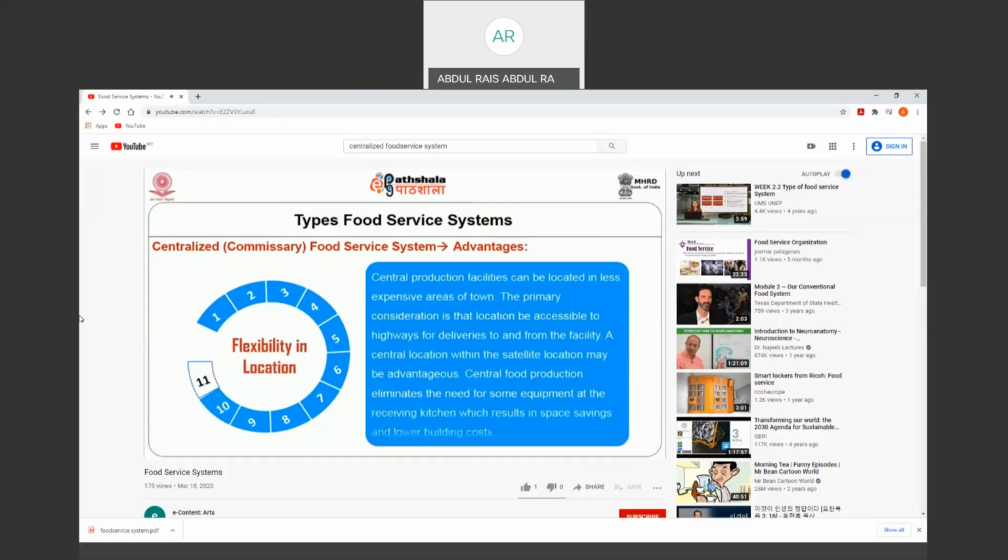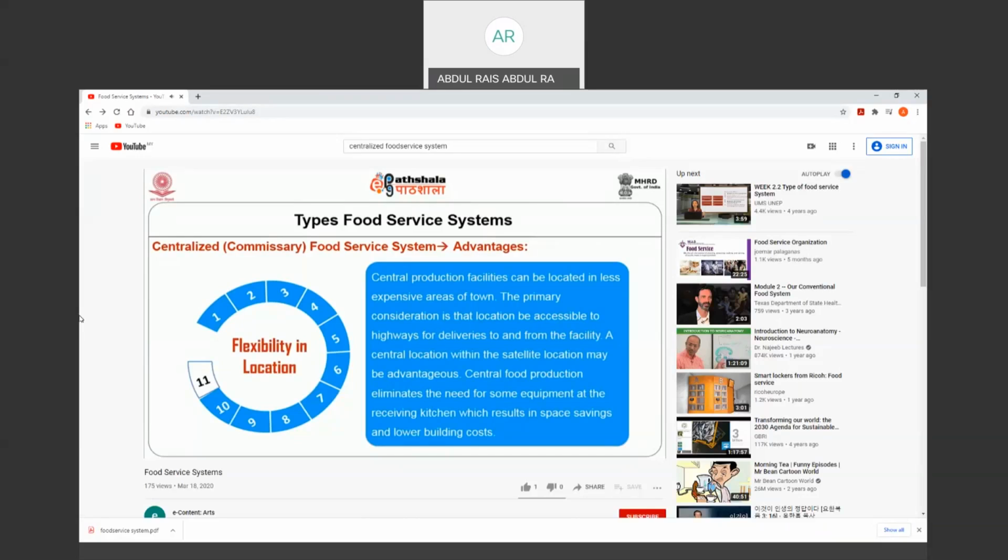There is flexibility in location. Central production facilities can be located in less expensive areas of town. The primary consideration is that location should be accessible to highways for deliveries to and from the facility. A central location within the satellite location may also be advantageous.